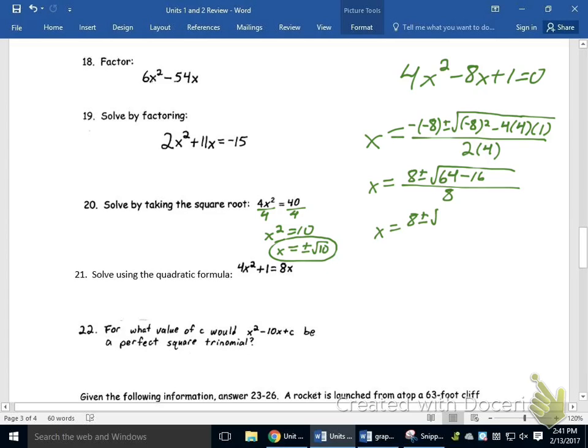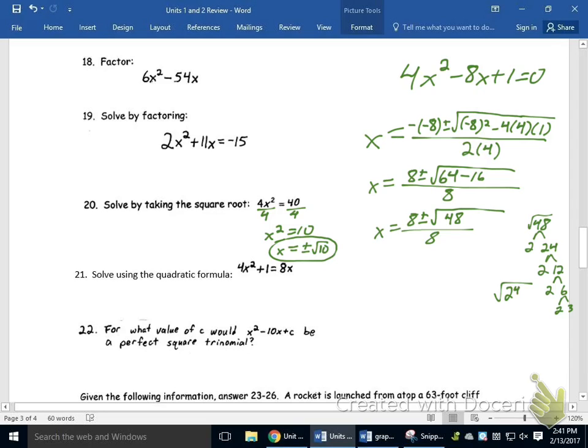8 plus or minus the square root. That will be, let's see here, 48 over 8. Now, you do want to try to simplify the square root of 48. Let's see what we can do with it. With the root of 48, I know that's going to be 2 times 24, 2 times 12, which is 2 times 6, which is 2 times 3. So this actually simplifies similar to the problem from earlier.